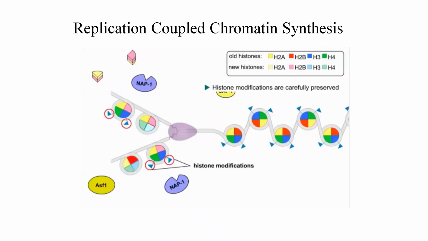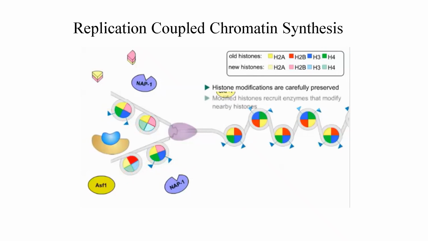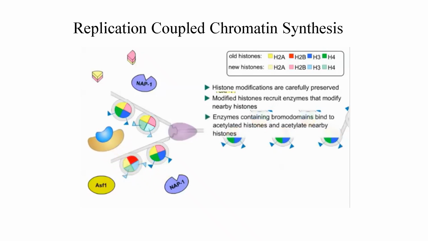Transmitting this histone modification information begins with the incorporation of the modified old histones into each daughter strand. These modified histones are in turn able to recruit enzymes that modify neighboring new histones in the same way. Enzymes containing specialized domains called bromodomains can bind to acetylated histones and in turn acetylate neighboring nucleosomes.